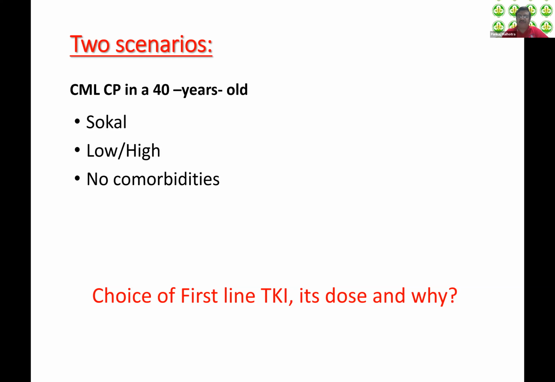Okay, so if I can summarize, if you would do the Sokal scoring, and if it is a low Sokal score, you would go for imatinib 400 milligram. If it is a high Sokal score with no comorbidities, you will go for 100 milligram dasatinib as your first line. So this is the summary of what you have said. Yes. Okay, we go to Dr. Mehboob. Dr. Mehboob, please.